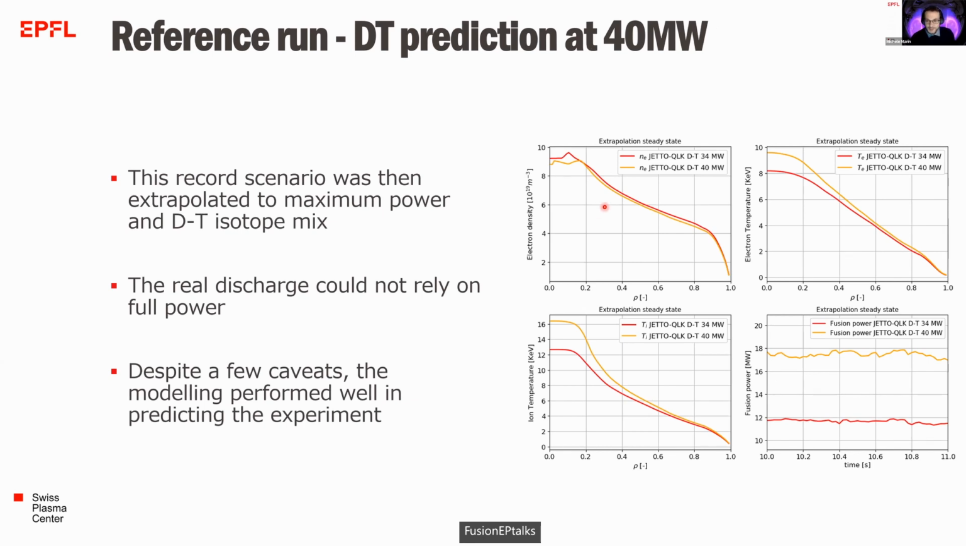Indeed, in the actual experiments, we did not have 40 megawatts available, which would be the orange line here. The prediction for that full power would have been around 17 megawatts of fusion power, which is quite a lot higher than what was actually achieved. But in the experiment, we only had around 34 megawatts. And this is not too far from the red line here, which was the experiment that we reproduced, and just changing the pedestal with a scaling, the DT mix, and the heating power.